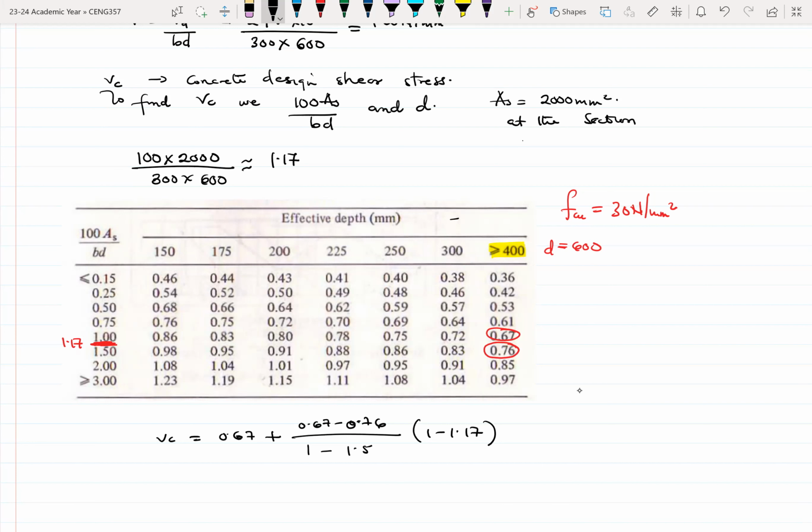All right. Am I correct? So I think so. No, okay. Let me just get this one right. So it's 1.17 minus 1. And this should give us the VC. All right. So this is how we do interpolation.